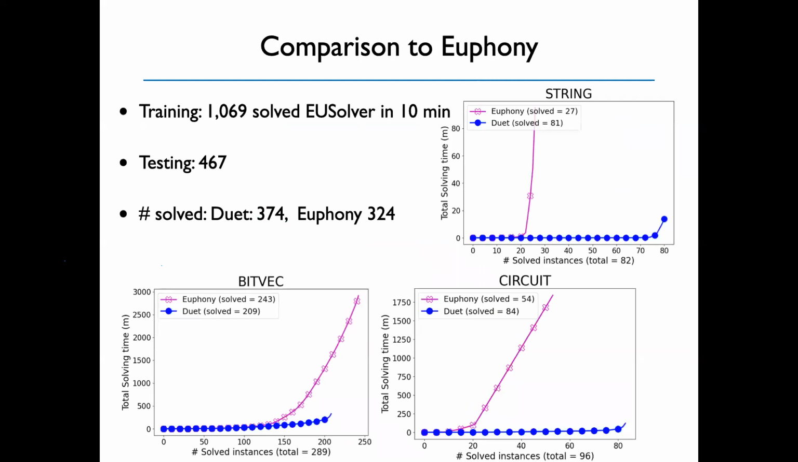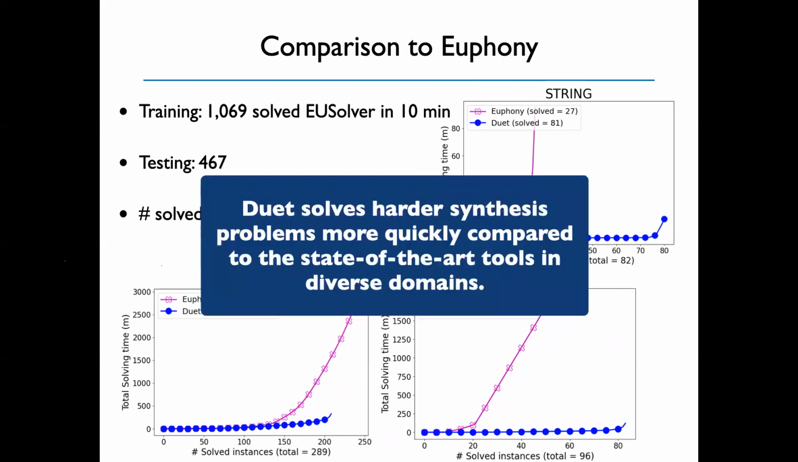Next, we compare Duet with Euphony, which learns statistical models from easily obtainable solutions and uses them to guide the search. For each domain, we use all problems that EU Solver could solve within 10 minutes each as the training set, and we train the model for that domain using the solutions found by EU Solver. The testing set comprises the other remaining 467 problems. In terms of the overall number of solved problems, Duet is better than Euphony. So we conclude Duet solves harder synthesis problems more quickly compared to the state-of-the-art tools in diverse domains.